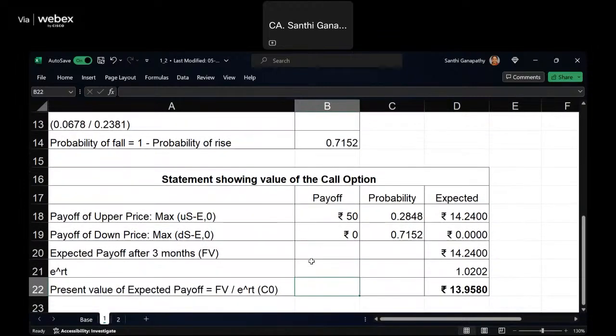So once we have this, we can find the payoff of the upper price. It's a call option, so the payoff would be S minus E. A call option is an option to buy, and an option to buy has value if you are able to buy at a lower price. Therefore, it has to be S minus E.